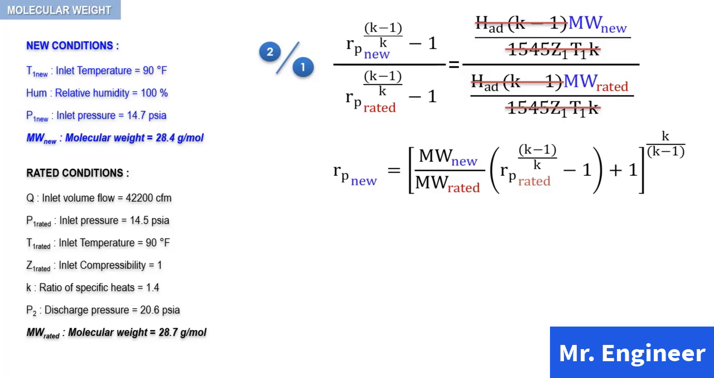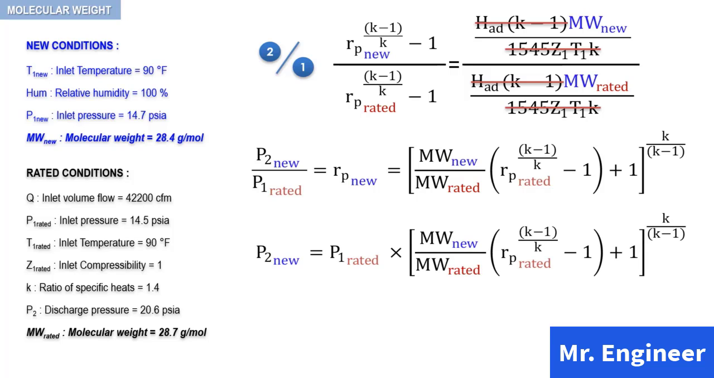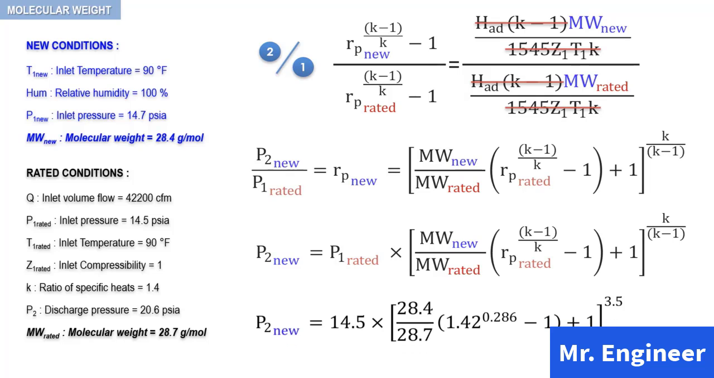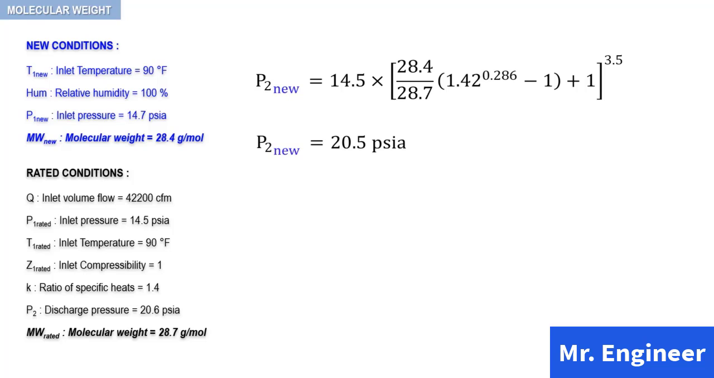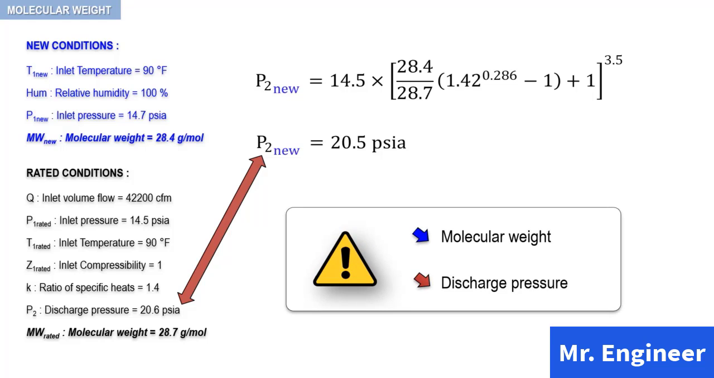Here, the new pressure ratio is equal to the new unknown discharge pressure divided by the inlet pressure, which remains unchanged. Rearranging this equation will give the following in terms of the new discharge pressure. Now, substituting for the known values, we then have the following. So, as you can see here, the new discharge pressure is equal to 20.5 psi. From this, we can deduce that decreasing the molecular weight will decrease the discharge pressure of the compressor.